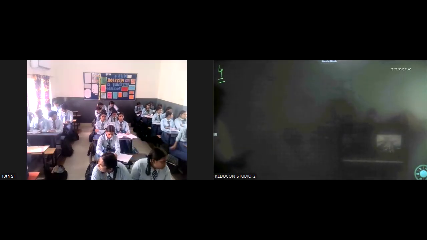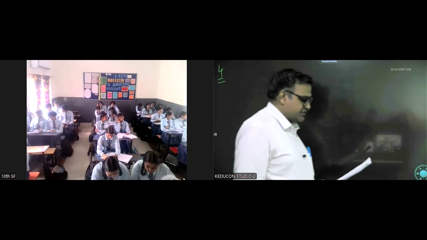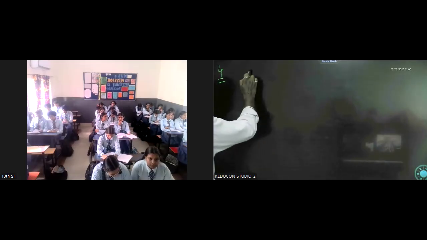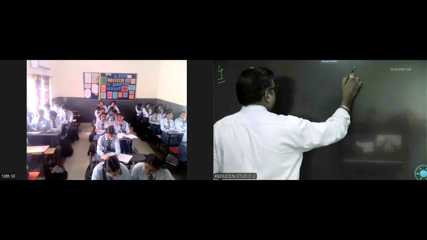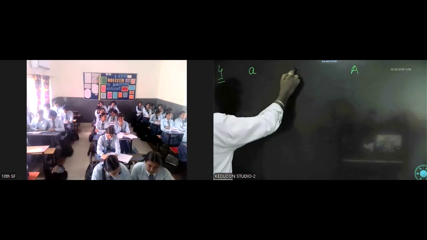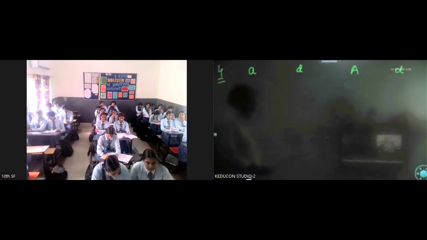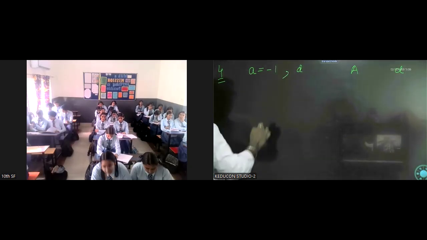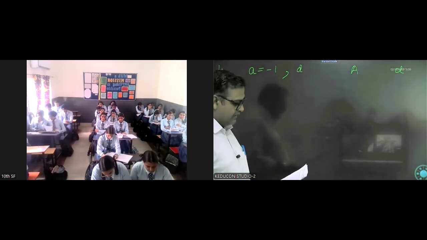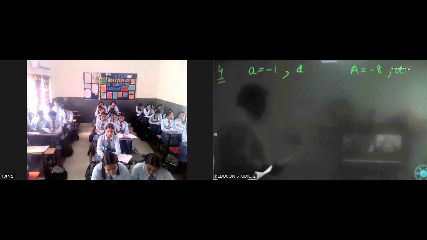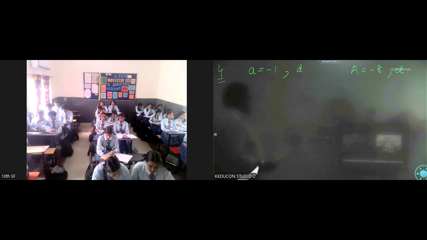Fourth one is very important. Two APs have the same common difference, right? Let's say we have two APs. The first term of this AP is a and the first term of the second AP is capital A. They have the same d, right? Now, the first term of one of these is minus 1, so the first one's a is minus 1, and that of the other is minus 8. Right, children? Then the difference between their fourth terms.